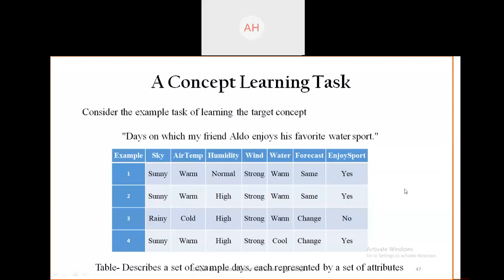Data insufficient, sir. Why is the data insufficient? We have given the complete table, right? We have given the complete table. With the given hypothesis, on which day are you going to play the game?